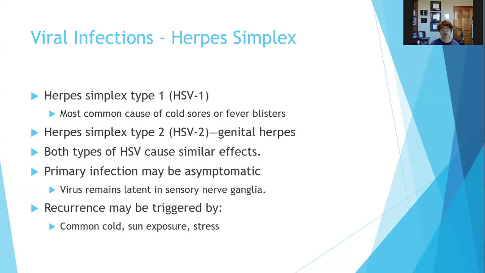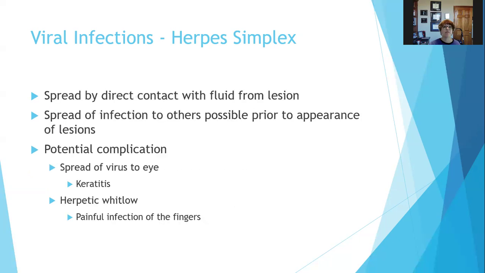The problem with herpes simplex virus is it remains latent in your sensory nerve ganglia. So it's just waiting to be triggered by getting a cold or sun exposure or stress. And so it's just waiting there. Like some other viruses that remain latent in your sensory nerve ganglia, and we'll talk about another one in a minute. So, herpes simplex is spread by direct contact with fluid from the lesion.